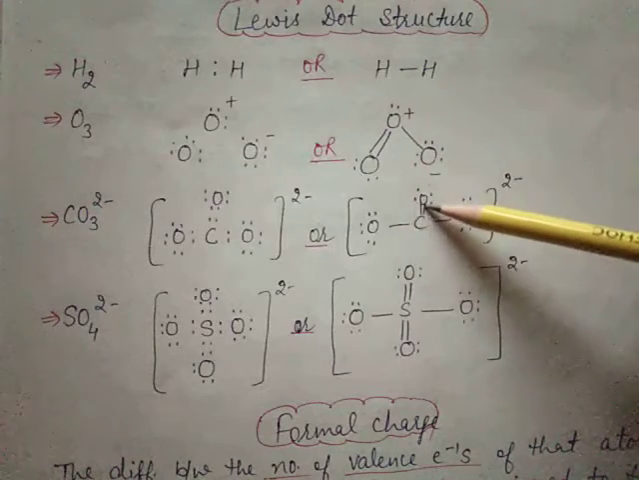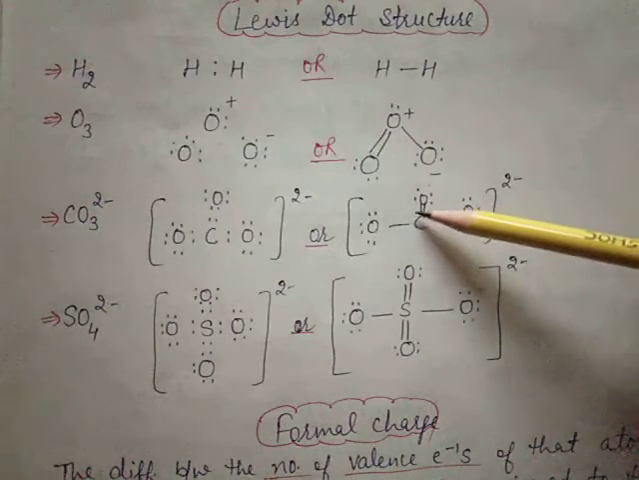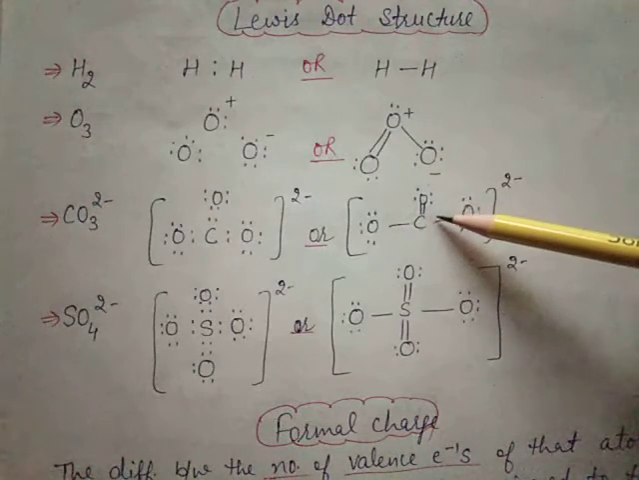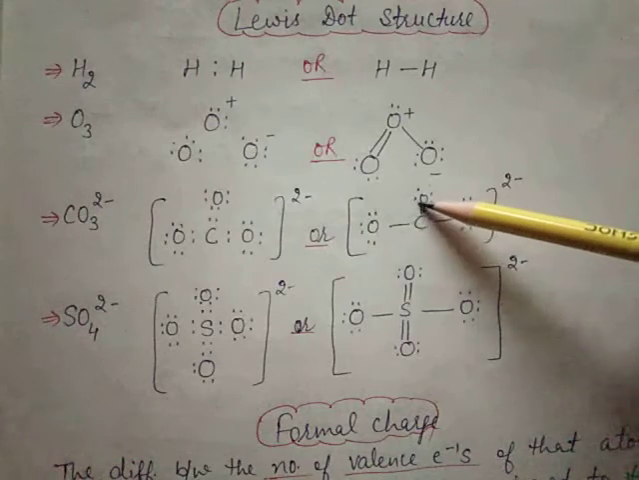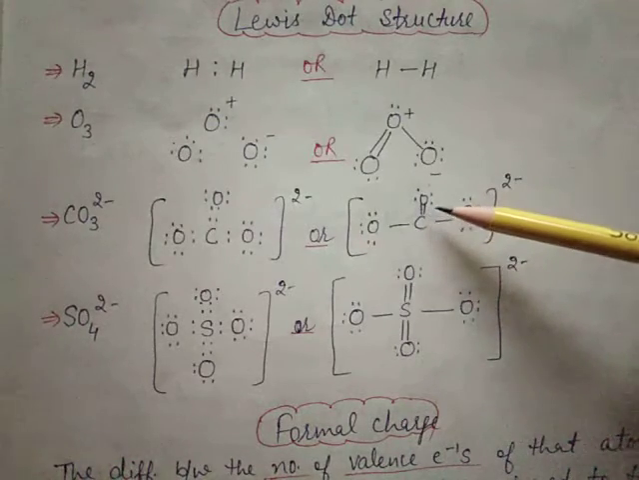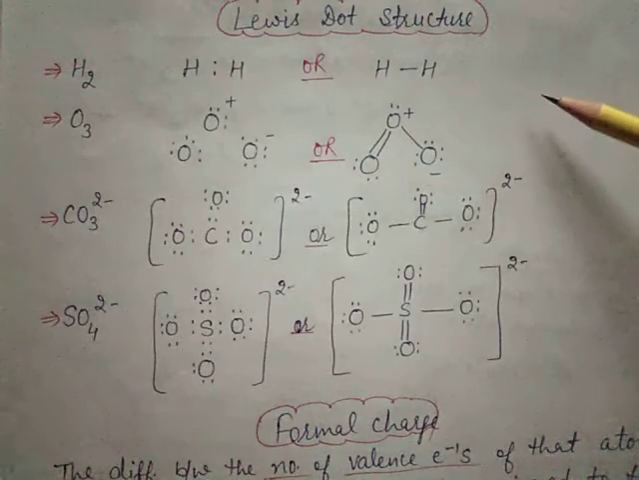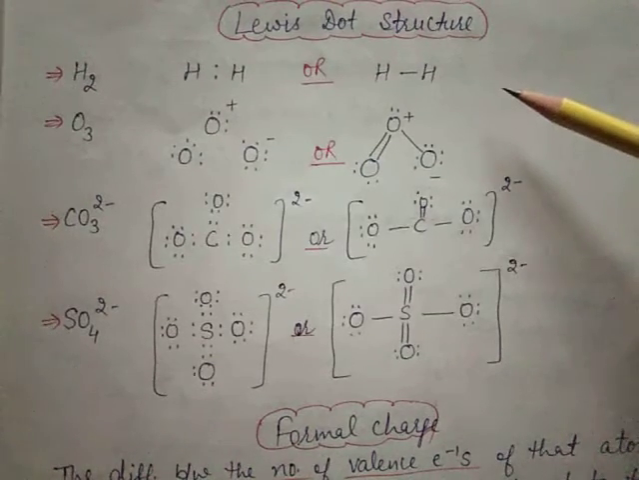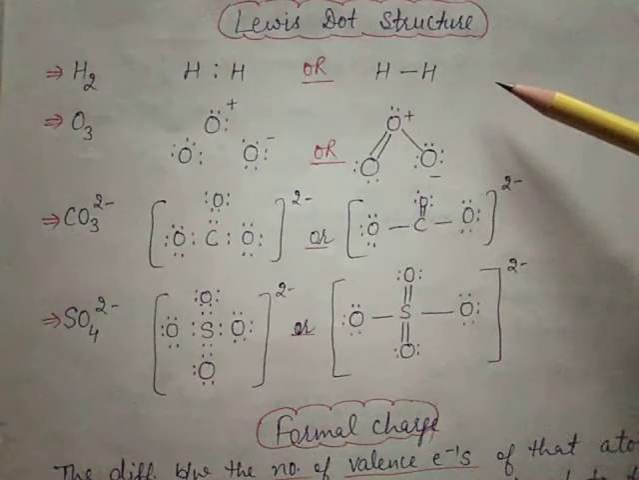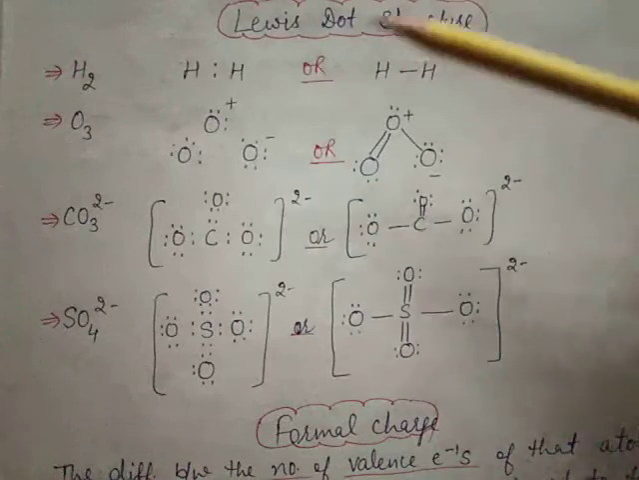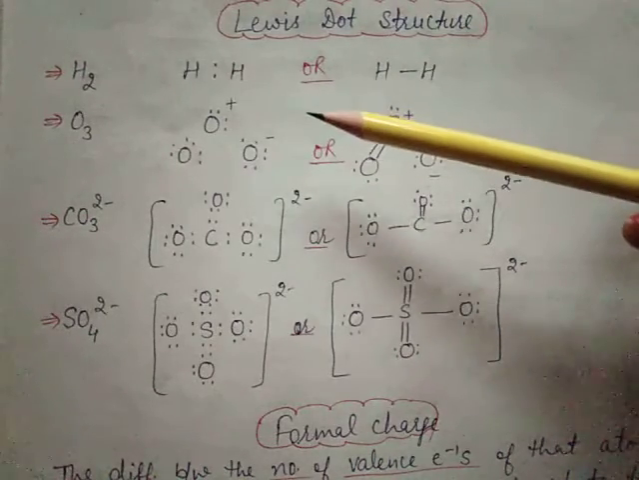Here a double bond is present because the central atom octet is not complete. Then it will form a double bond. So these are the 5 steps for writing the Lewis dot structure. Now, with the help of an example, we can easily understand.